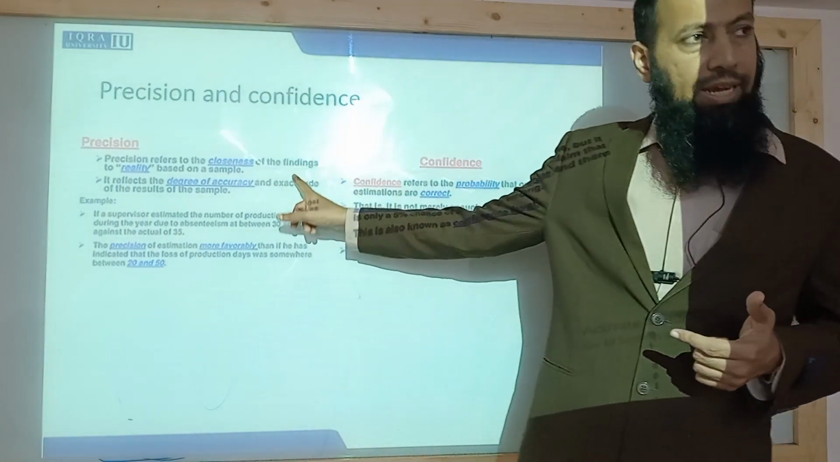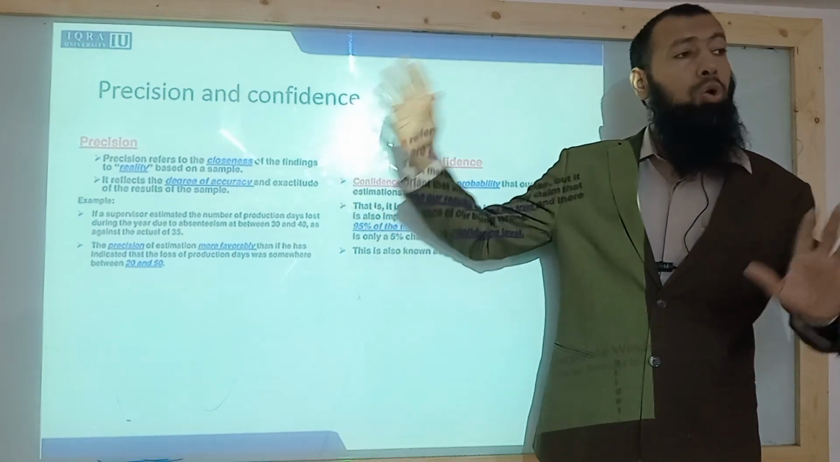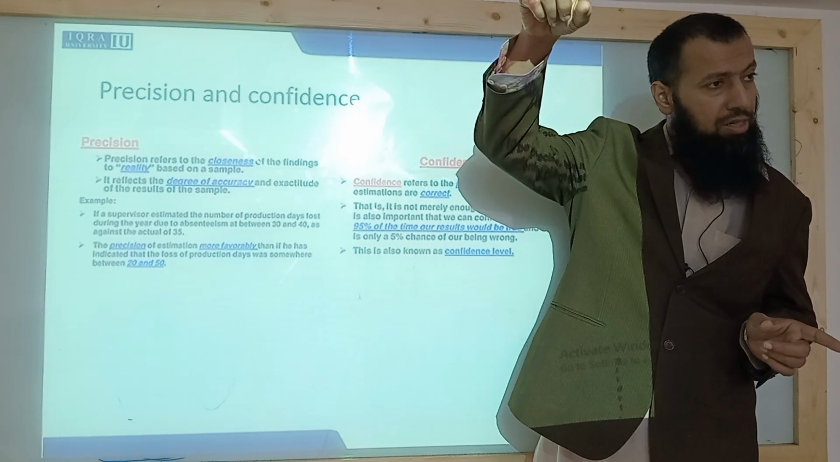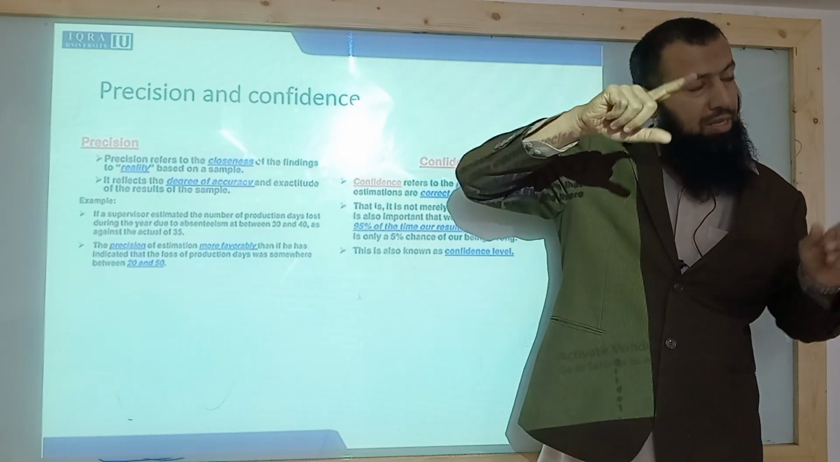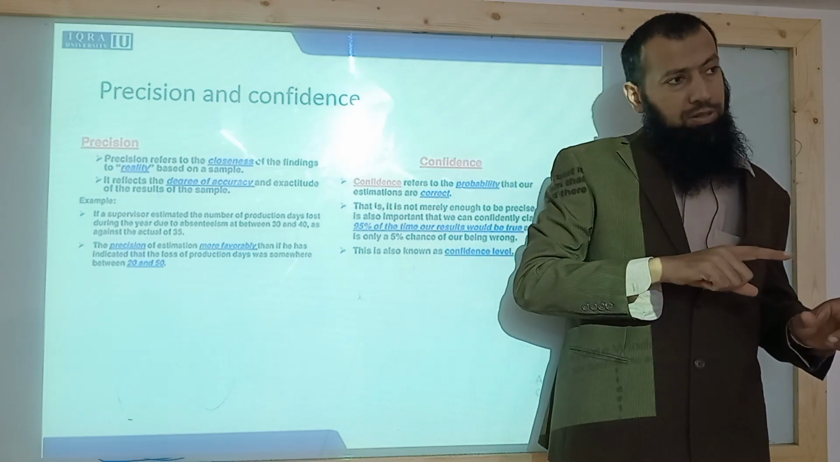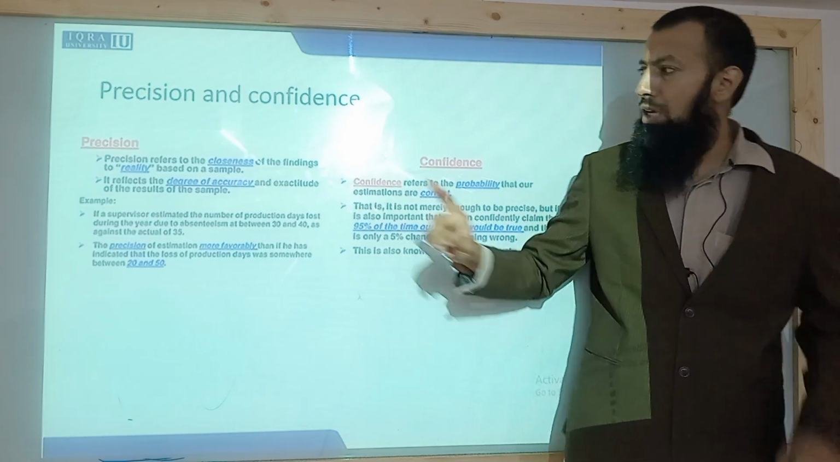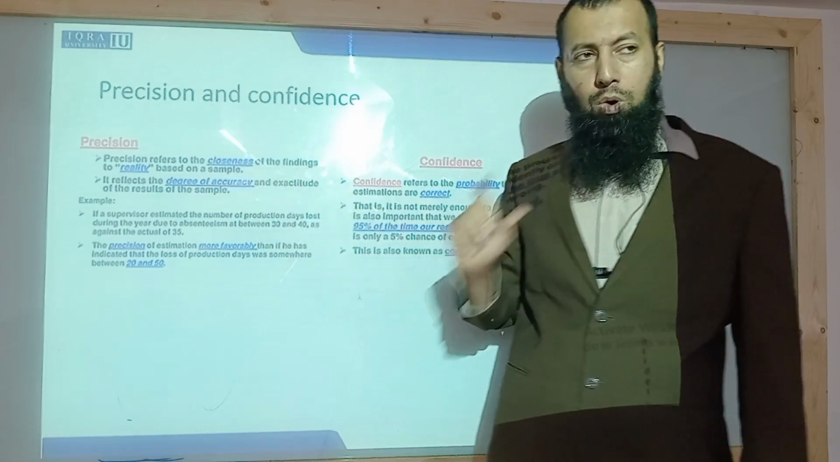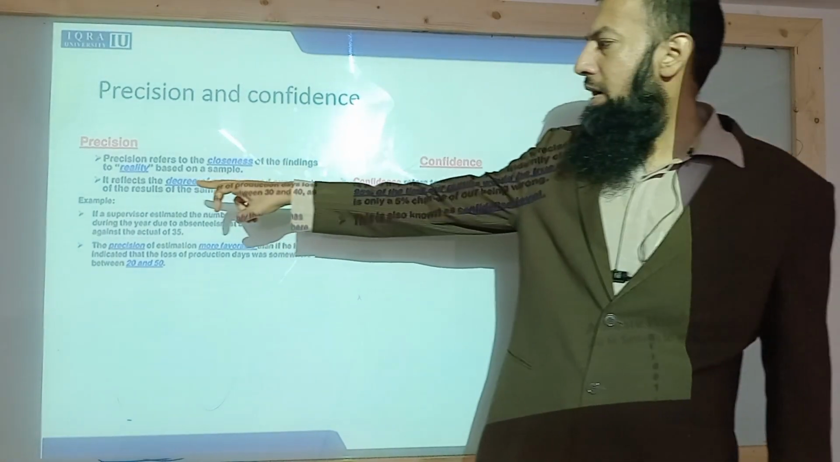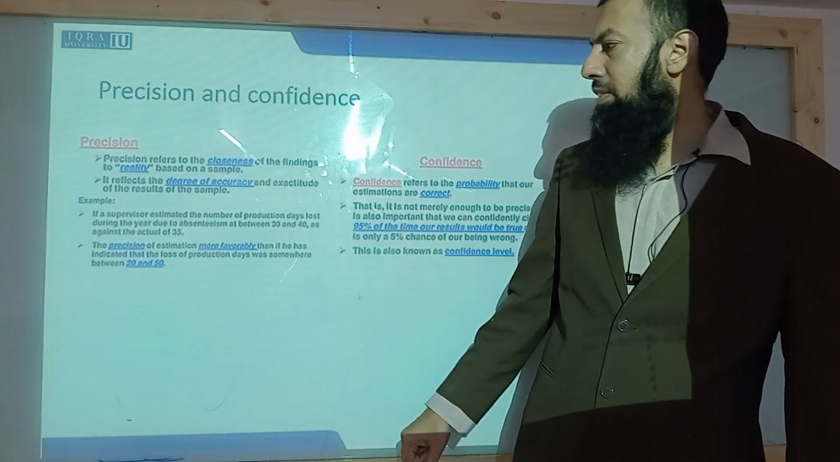Whatever result you get through the sample must be close to the population output. Sample output must be close to the population output. Get it? So that is precision, how close you are to the target. It reflects the degree of accuracy and exactitude of the result of the sample.